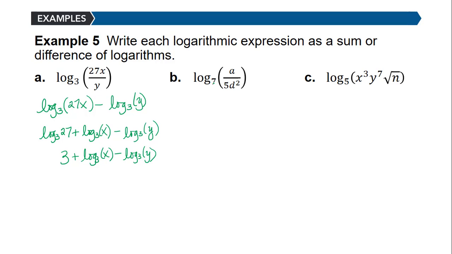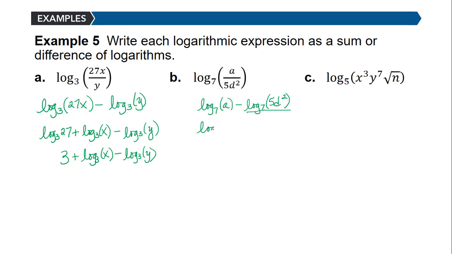Log to the base 7 of the quantity a divided by 5d squared. Here again I have a quotient. I will first apply the quotient property to rewrite this as log to the base 7 of a minus log to the base 7 of 5d squared. Now, a is simplified. I can't do anything about that argument. But notice that 5d squared is a product. So I can rewrite the log to the base 7 of 5d squared as a sum.